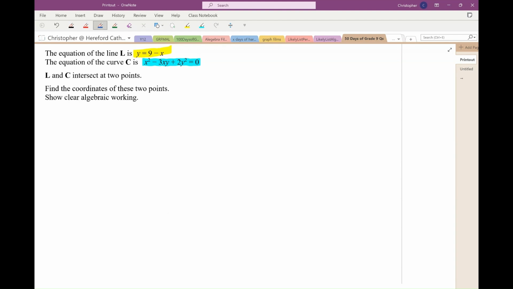Okay. Right, but I've just got to solve the equation simultaneously, really. Now, L gives me an expression for y. So I'm just going to substitute that expression into my equation for C. So I'm going to have x squared minus 3x times y. So 3x times 9 minus x plus twice y squared, so twice 9 minus x squared, and that equals 0.